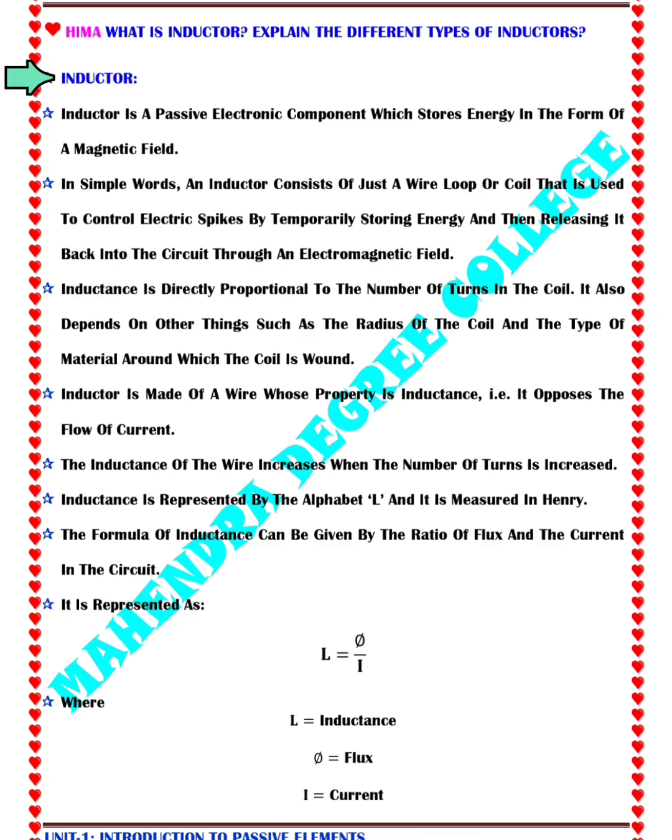The definition of the inductor. An inductor is a passive electronic component which stores energy in the form of a magnetic field. An inductor is also called a coil, choke, or a reactor. It means an inductor is called a passive electronic component because it does not generate energy but instead stores energy. It stores this energy in the form of a magnetic field. This happens when electric current flows through the coil or inductor.